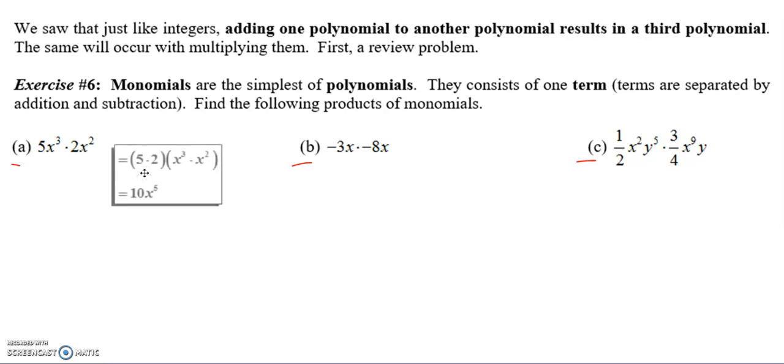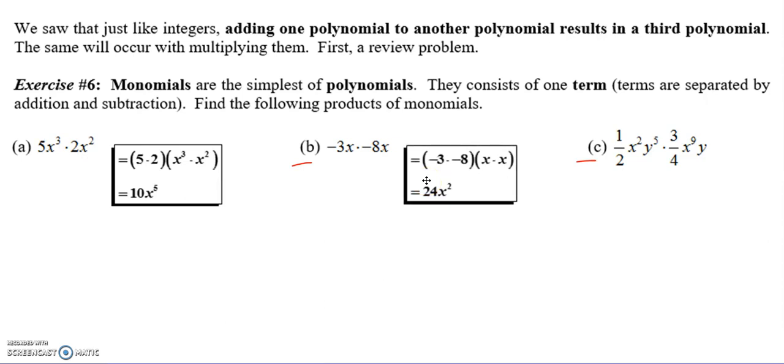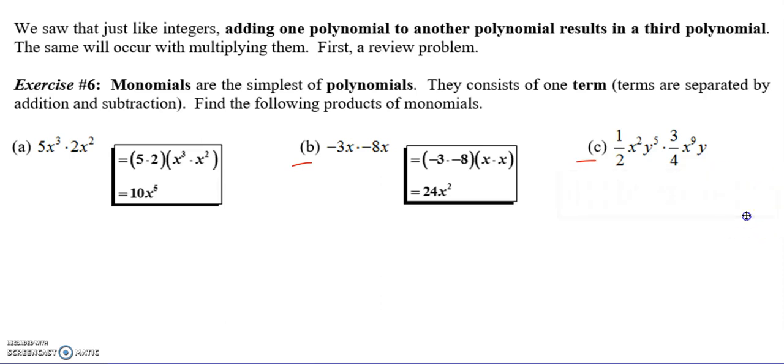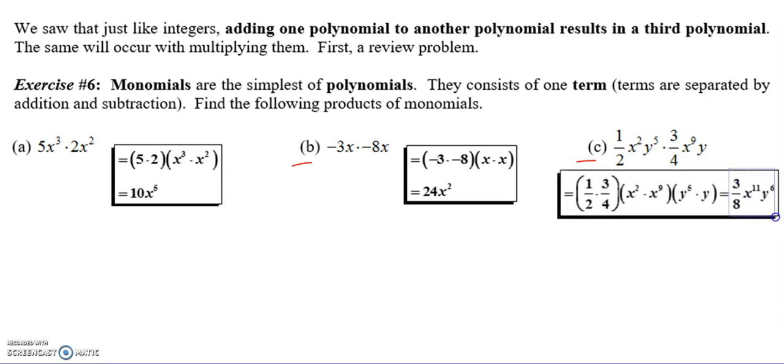So answer for A, you should have got 10x to the 5th. So now we're just simply doing 5 times 2, and now we're adding exponents since we're technically multiplying. So B, hopefully you got 24x squared. And C, a little more difficult, but you should have been able to pull this out. The final answer, 3/8 x to the 11th, y to the 6th power. So hopefully you did okay with those.